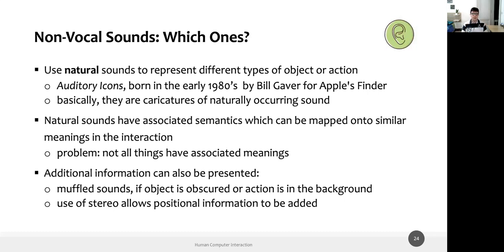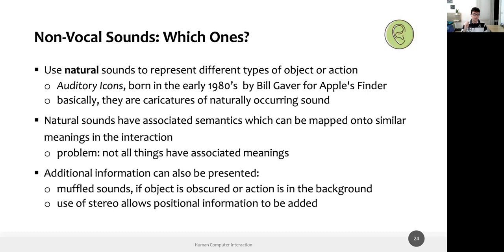The idea was, we have icons that depict something on screen, and auditory icons use instead natural sounds in the world to represent different types of objects or actions. Like icons indicate different types of objects or actions on screen, auditory icons use natural sound to represent different types of action, not by seeing them, but by hearing them.